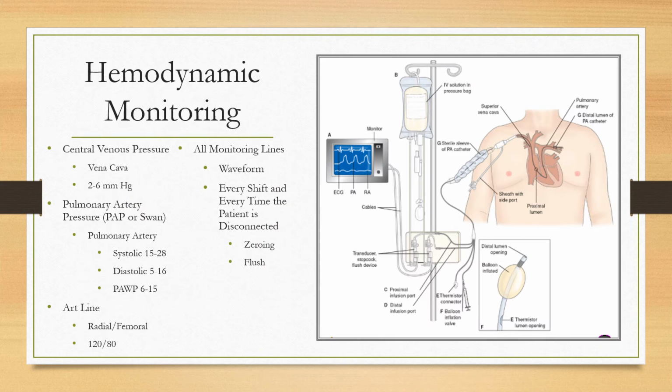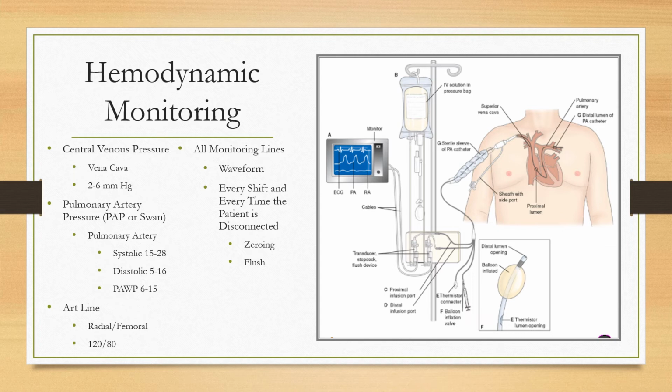Okay, so just an overview of hemodynamic monitoring. So central venous pressure we've spoken about. They go into one of the central lines, such as the jugular or the subclavian vein. They thread a catheter in and they obtain pressures, right? So central venous pressure, so say in the vena cava, 2 to 6. Very low, right? Very low pressures.